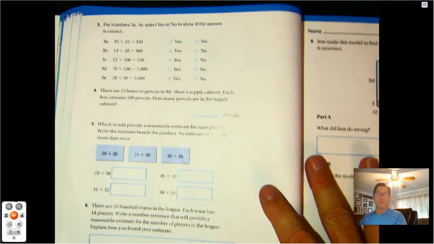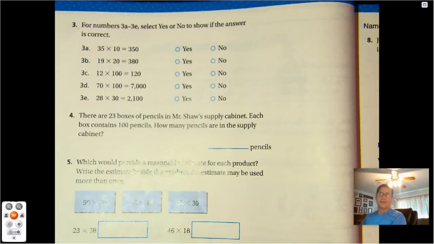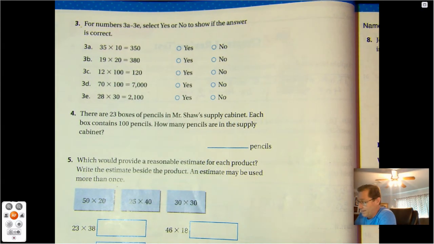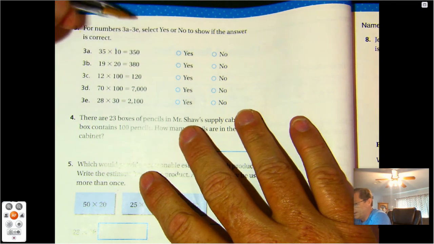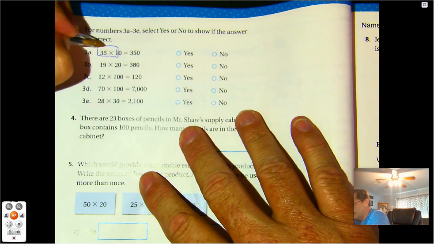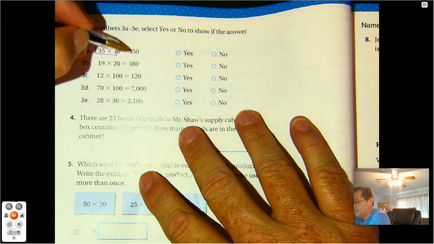136, number 3. For numbers 3A through 3E, select yes or no to show if the answer is correct. So, is 35 times 10 350? Well, 35 times 10 is 35 tens. 35 tens is the same as 350. So, yes.